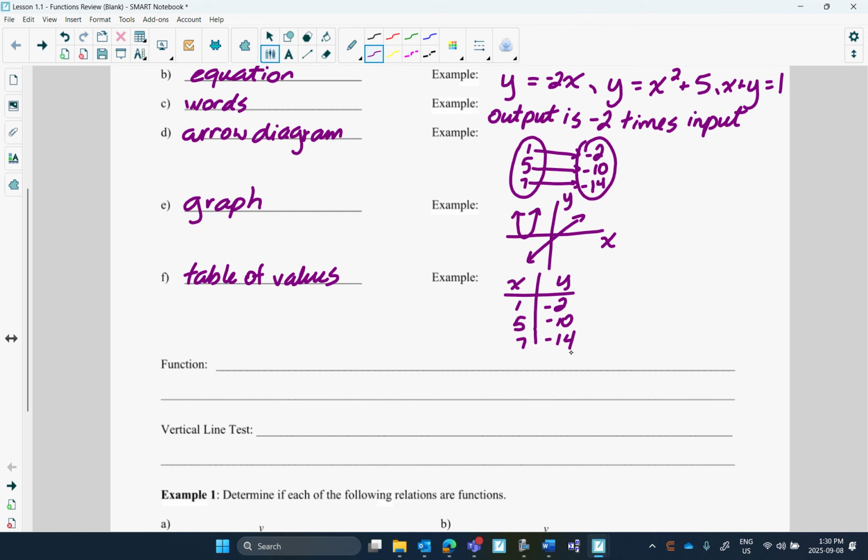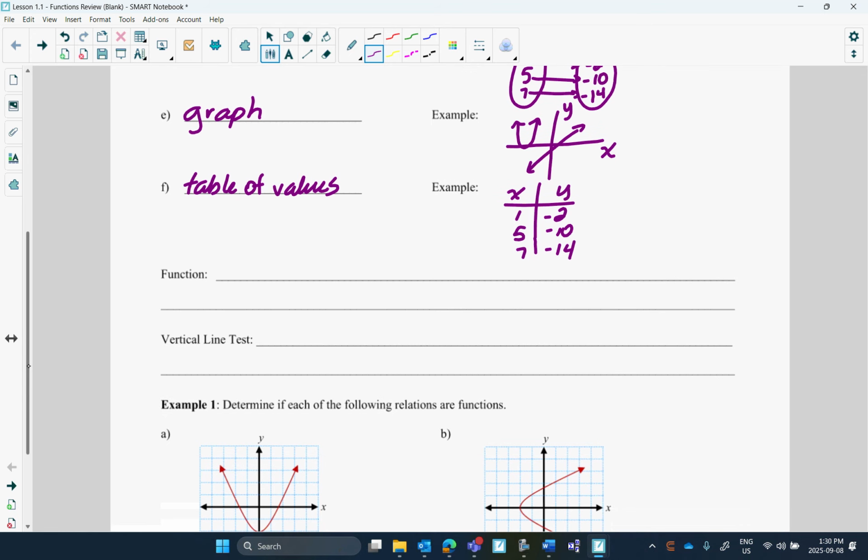Now, there was a special type of relation that we called a function, okay? A function, and this is what we started in grade 10, we continued to study last year, is every input or X value has one corresponding output.